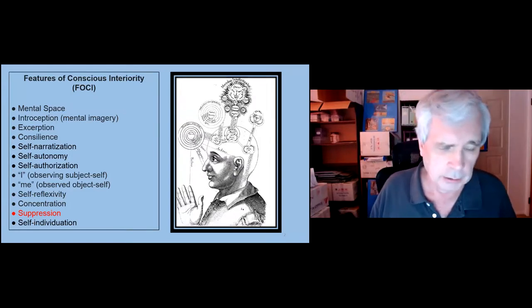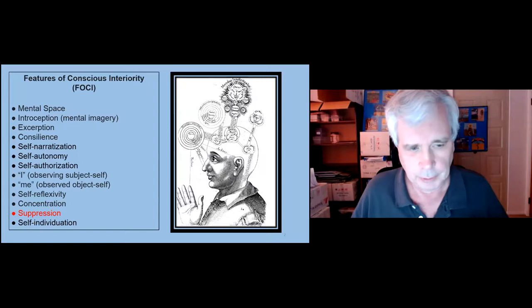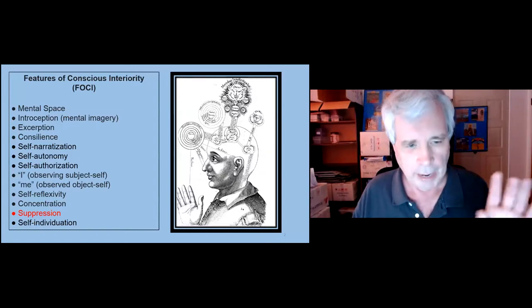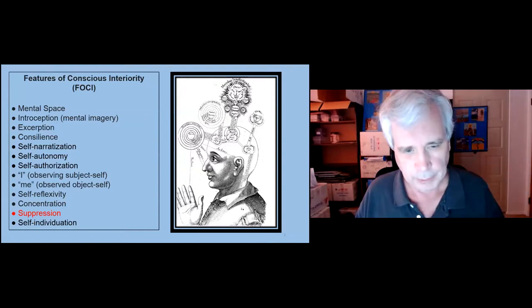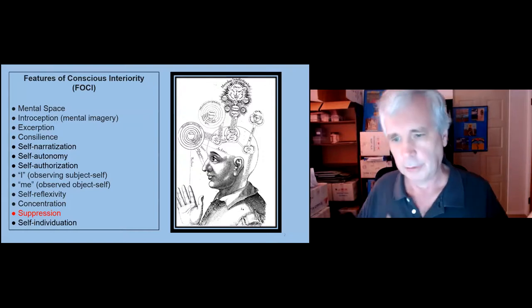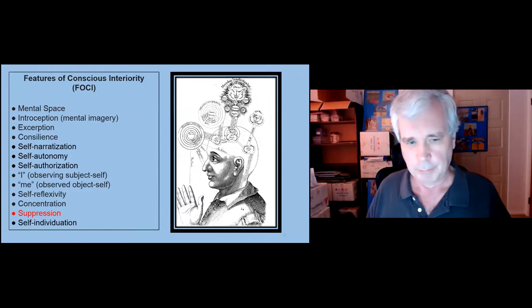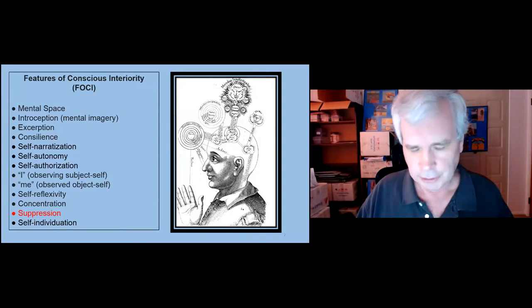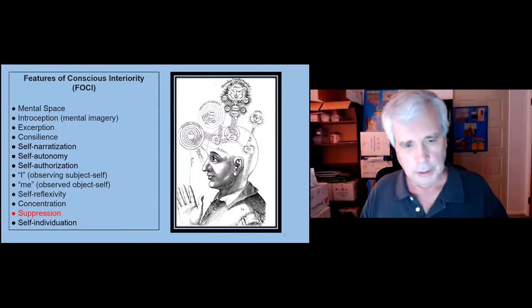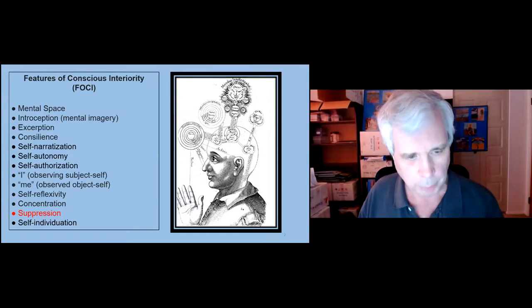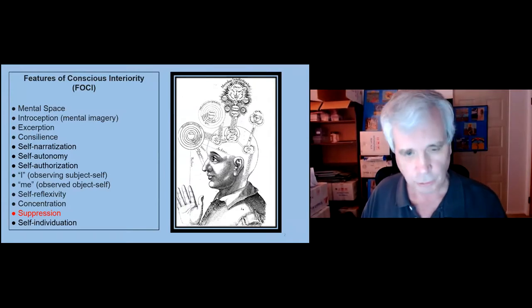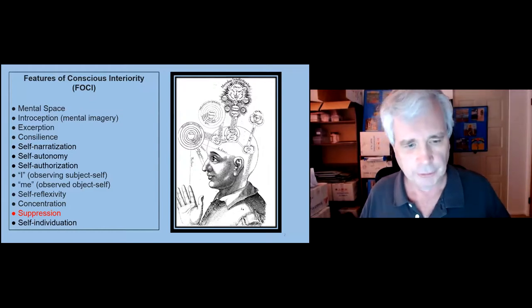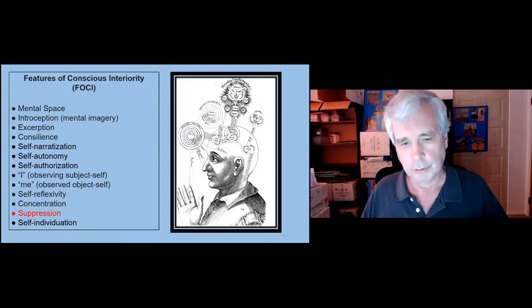And then the I is this illusion that the mind projects, you might say, where we have an observing subject self. The I is modeled on our physical self being a subject, being in control, initiating action. It's active, whereas the counterpart, the me, is an analog of our bodily self, except that it's the passive observed version of ourself.